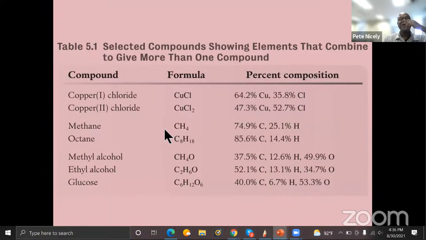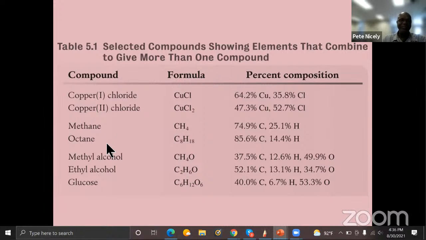And there are some other examples of different compounds made up of 2 or more elements, such as in the case of copper(II) and copper(I) chloride, right? As you can see here, the composition will be different. In fact, these are the percent compositions of the 2 elements in the separate compounds. So what that means is that they're 2 different compounds, basically, even though they're made up of the same elements.